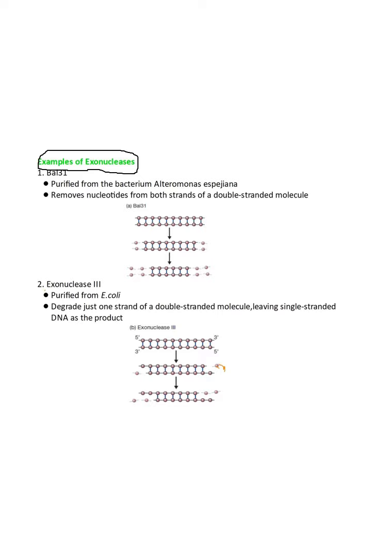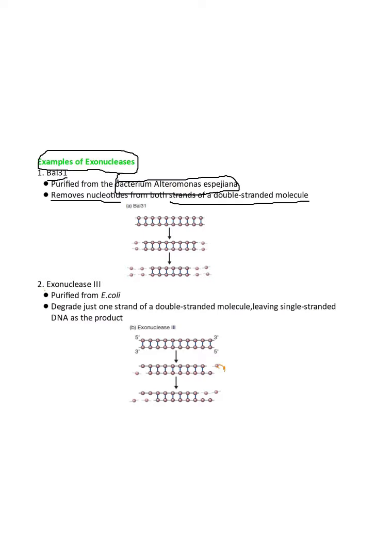Talking about the first type of exonuclease, which is BAL31. Basically it is purified from the bacterium Alteromonas aspergillus. This Alteromonas aspergillus is the bacterium from where we get BAL31, which is an exonuclease type of enzyme. Its function is very important to know. It removes nucleotides from both strands of a double-stranded molecule.